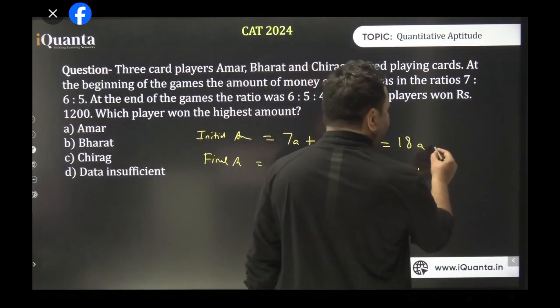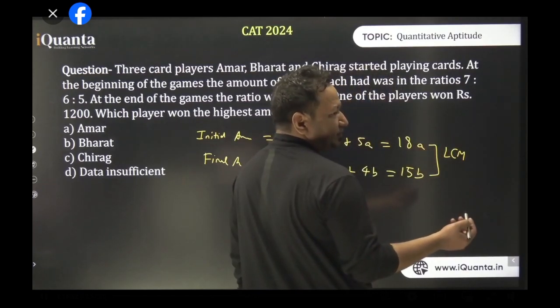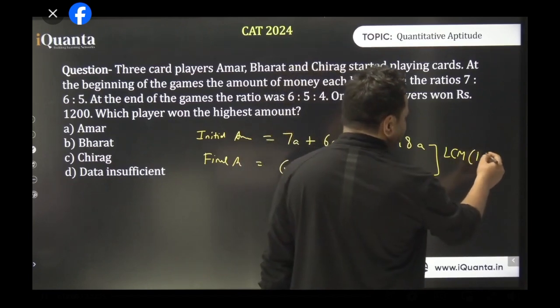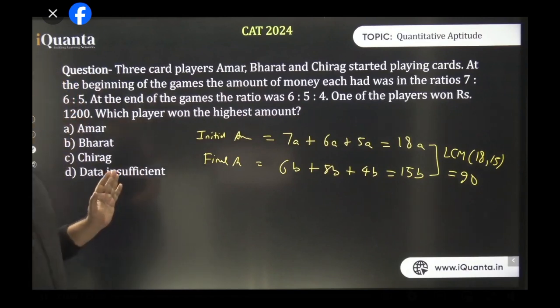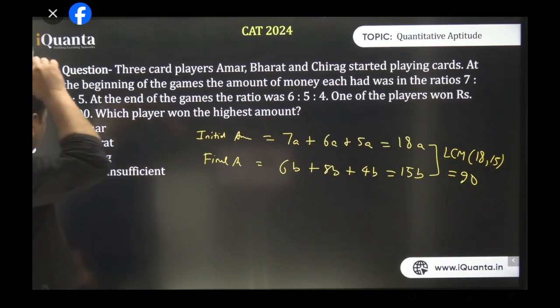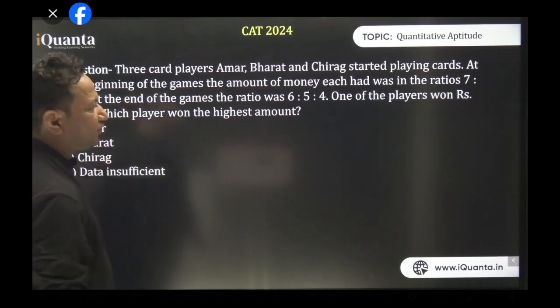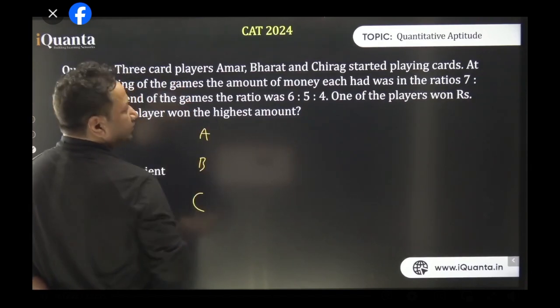So the amount is basically a multiple of the LCM of both 18 and 15. If you calculate the LCM of 18 and 15, the LCM will be 90. So the amount is a multiple of 90. That is what we are sure of. So now we know that the amount is a multiple of what? 90. Okay, now we are going to do the calculations.